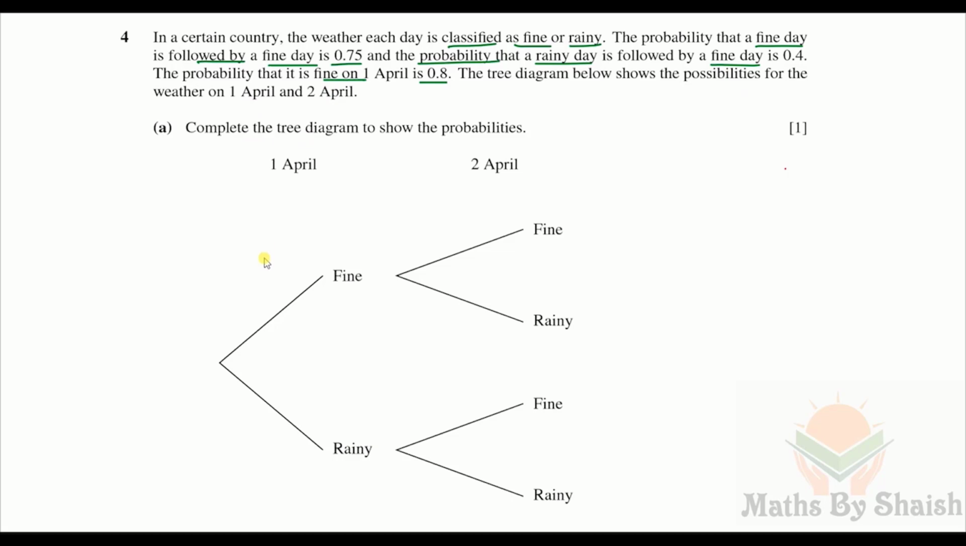So it is given that probability that on 1st April it is fine is 0.8. So it is rainy would be 0.2. Now the first thing, fine day followed by a fine day, the probability is 0.75, and hence the probability of rainy day is 0.25, and it is given that rainy day followed by fine day is 0.4, so the probability rainy day followed by rainy day is 0.6. So that's the tree diagram. I hope it was of some help. Let's do the next part.